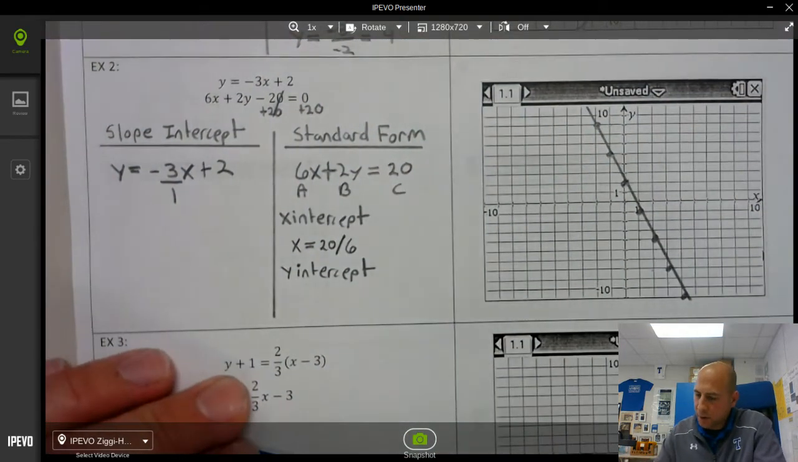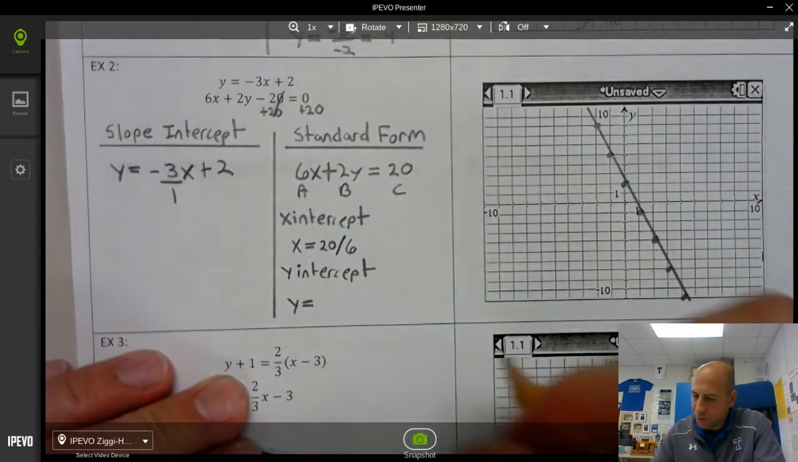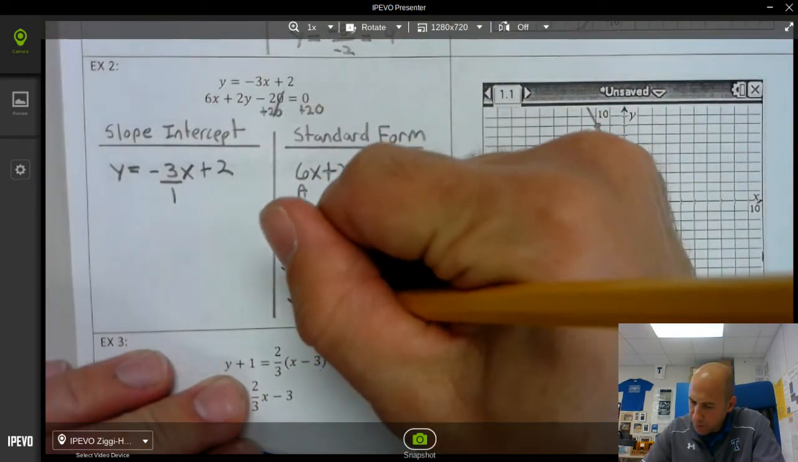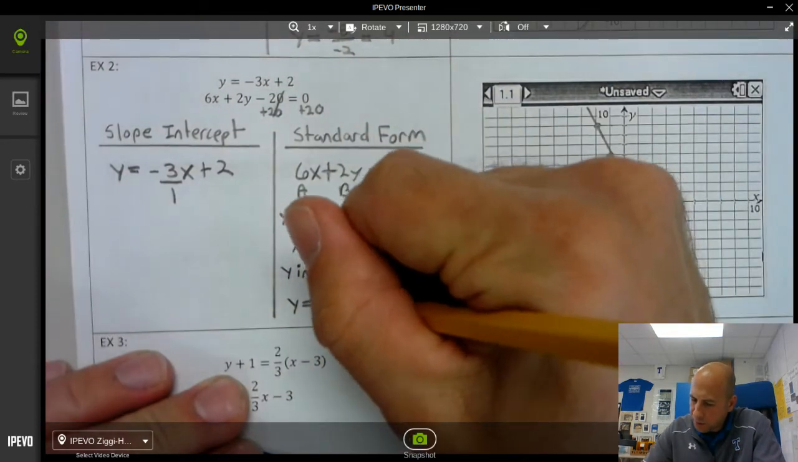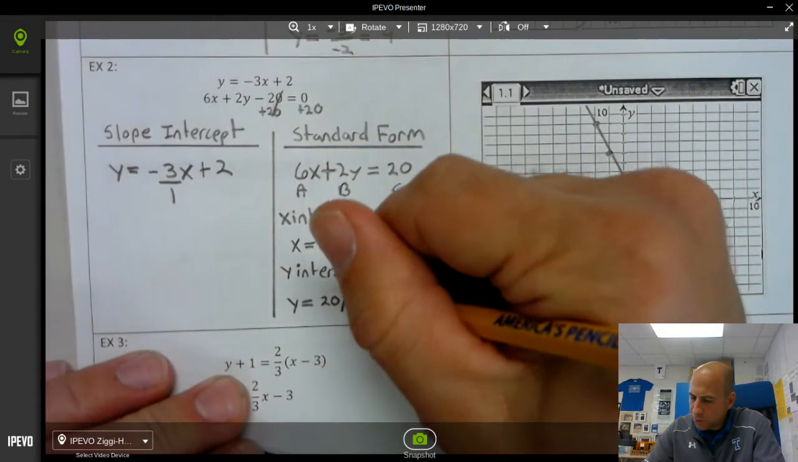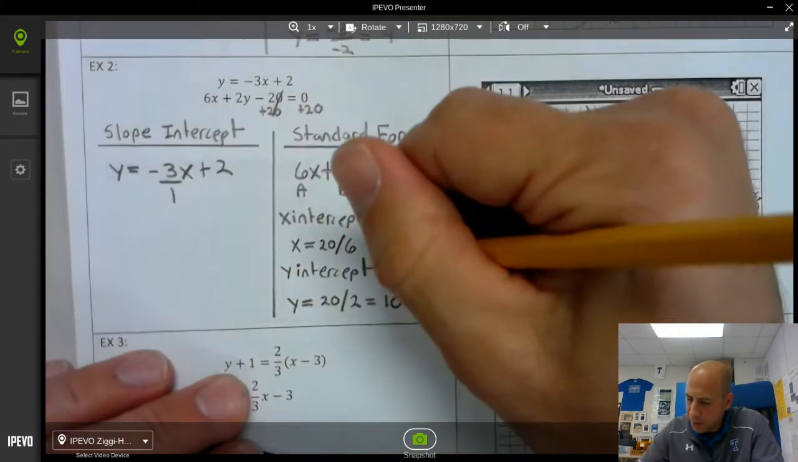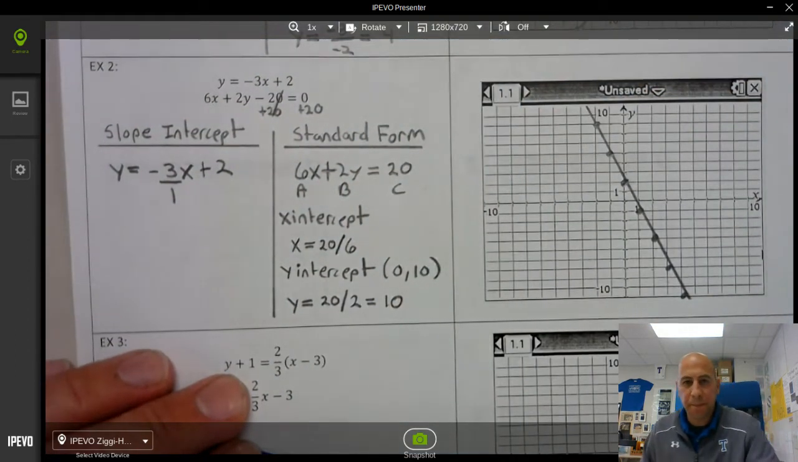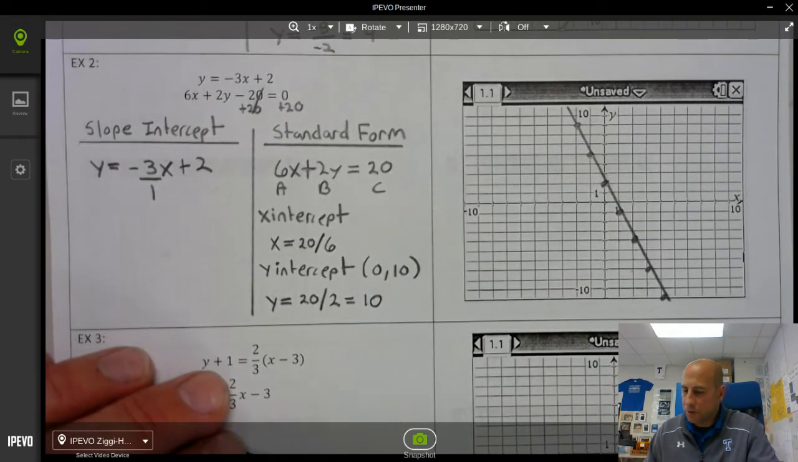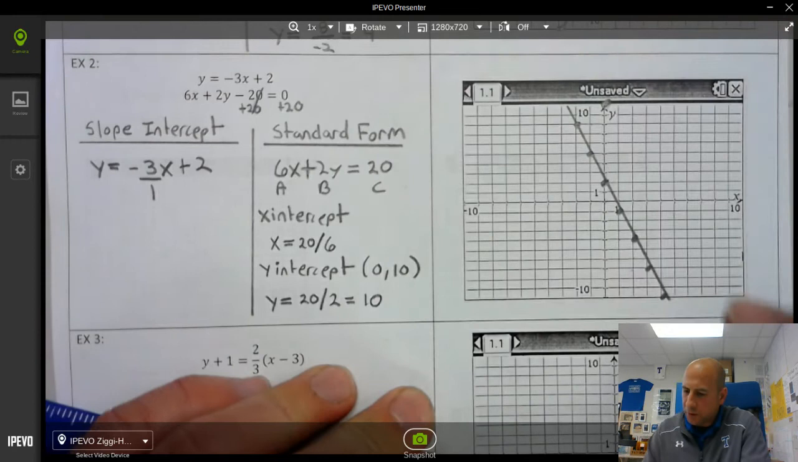Now, the y-intercept can be found using y equals C divided by B, which is 20 divided by 2. So our y-intercept is 10. Now, that's a good point for us, okay? So we like 0, 10. So 0, 10, that's that point right here.